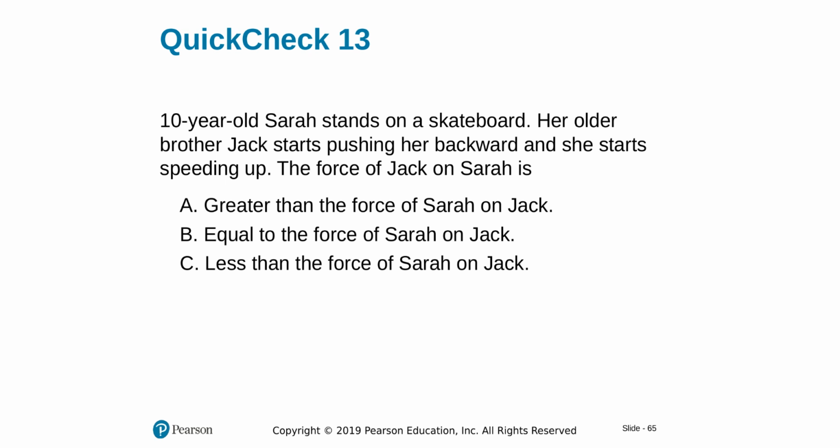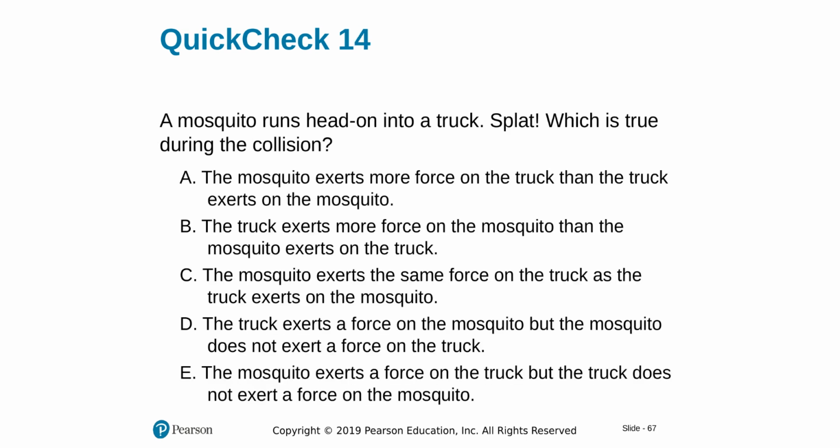Keep in mind, they are always equal. Action-reaction pairs are always equal to each other, no matter what the sizes of the objects are. 10-year-old Sarah stands on a skateboard. Her older brother Jack starts pushing her backward. She starts speeding up. The forces on Jack and on Sarah are the same, equal.